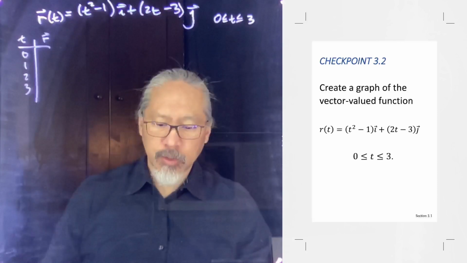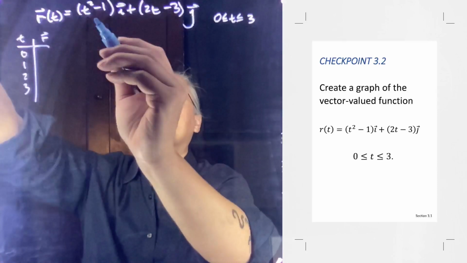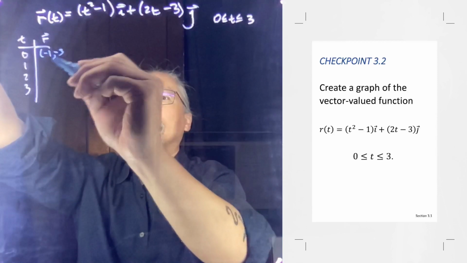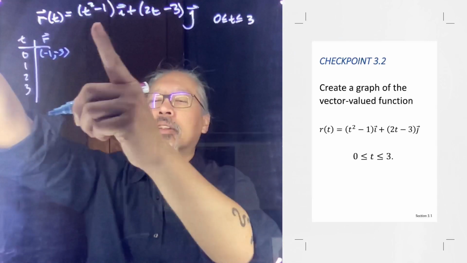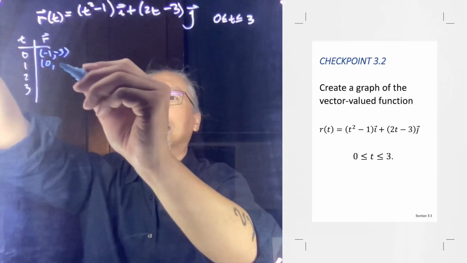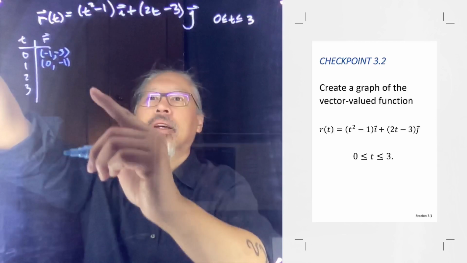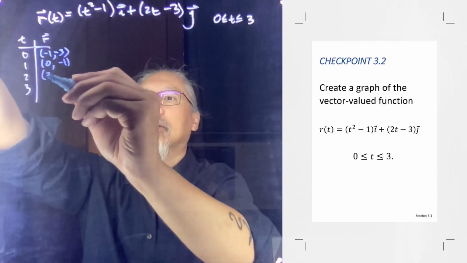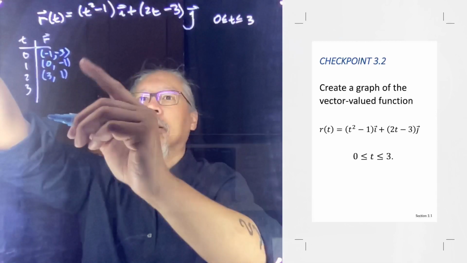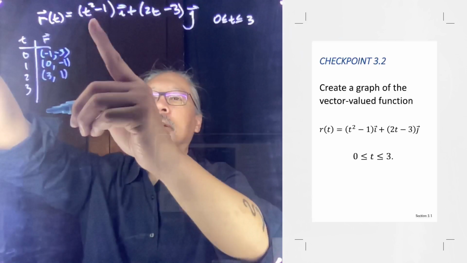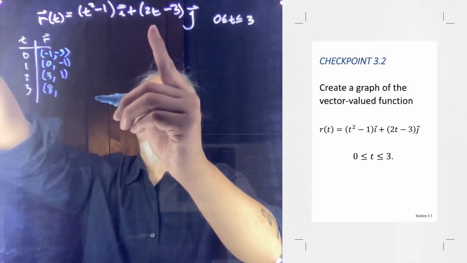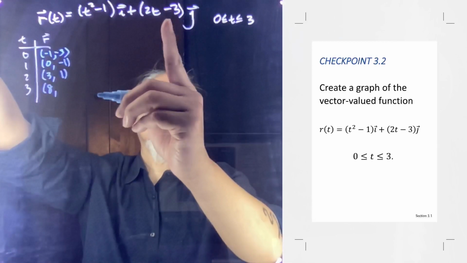All right, so let's put in some values. When t is equal to 0, we're going to have -1, and when t is equal to 0, we have -3. So -1 comma -3. When t is equal to 1, we're going to have 0, and 2 minus 3 is -1. When t is equal to 2, we're going to have 4 minus 1 is 3, and 4 minus 3 is +1. And finally, when t is equal to 3, we will have 9 minus 1 is 8, and 3 times 2 is 6, 6 minus 3 is 3.